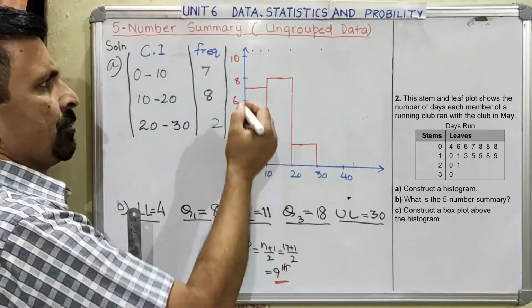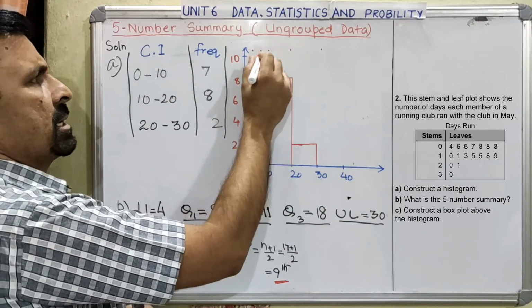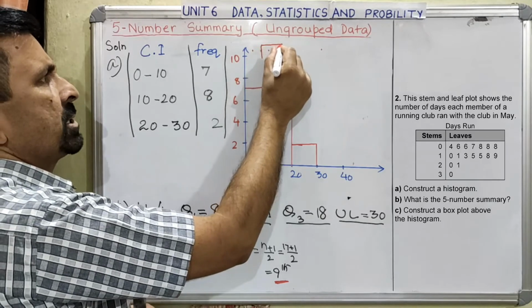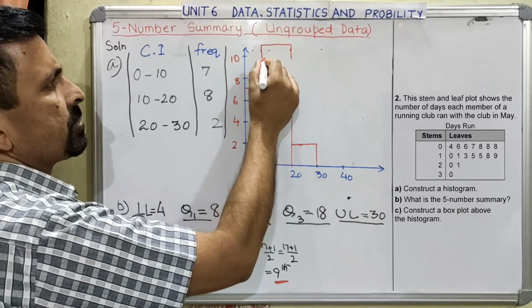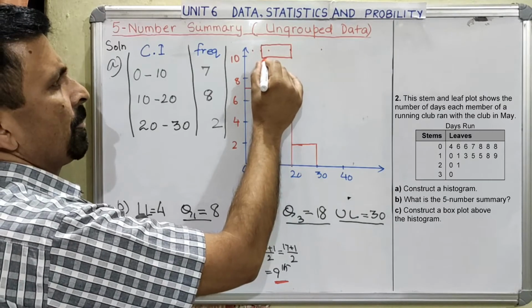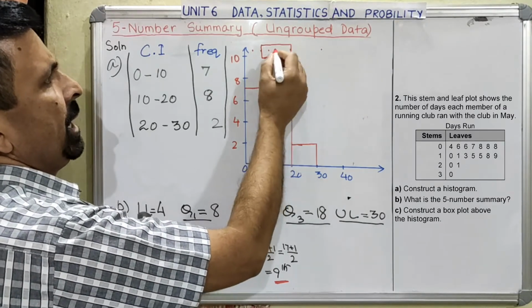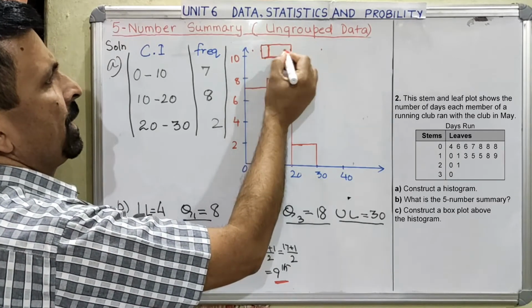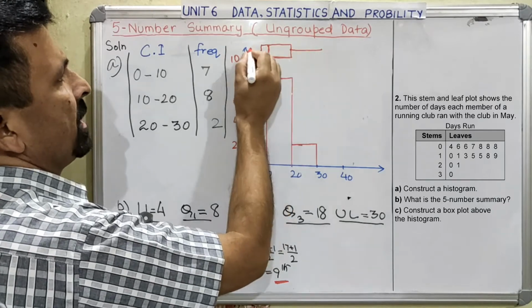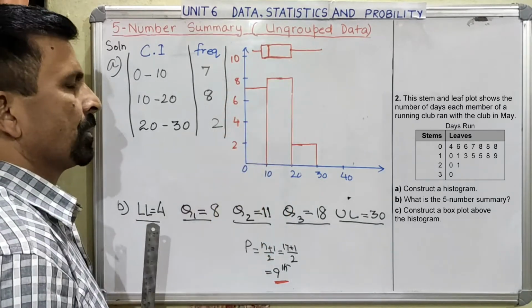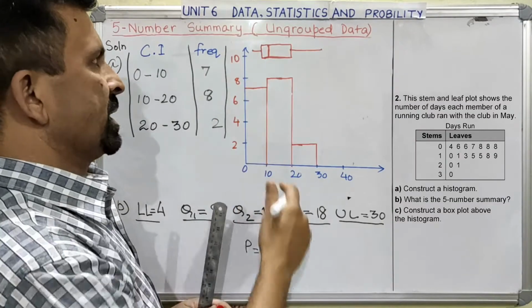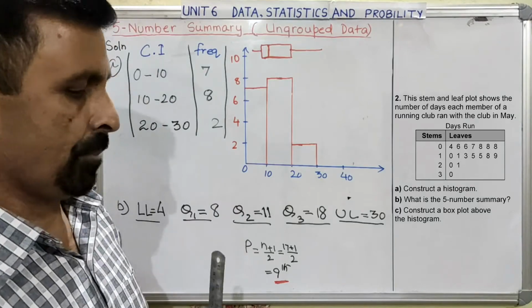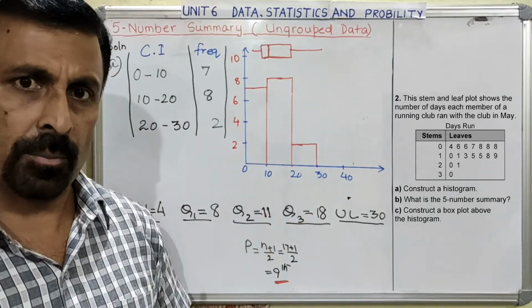Now after marking this, we will take the 3 middle points and change them into a box. And then join this to this point, the whisker, and this is the whisker. So the data is more concentrated towards the left. So this is your question number 2. Hope this is very clear.